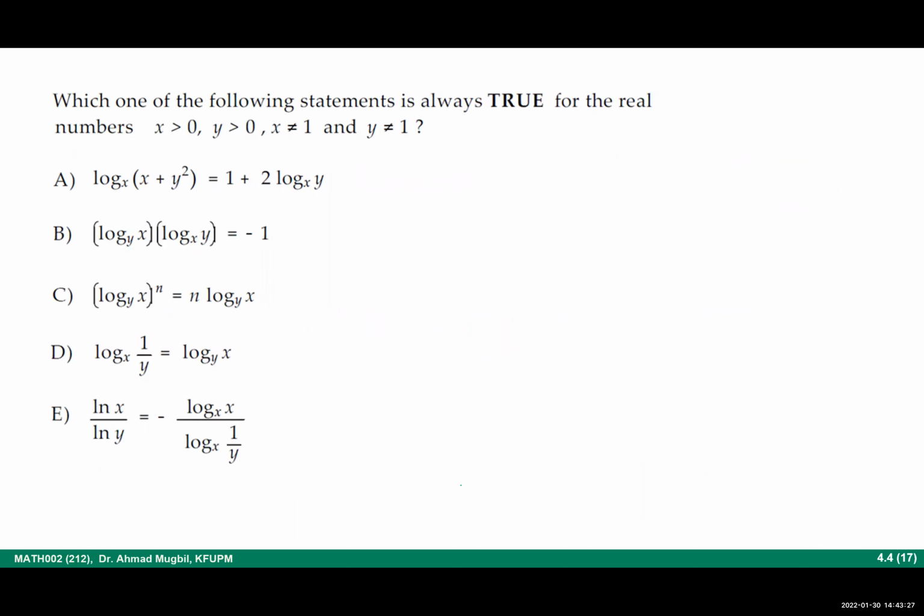We have here an old exam question about which one of the following statements is always true, for the real numbers x greater than 0, y greater than 0, and they are not 1 also. Please try to solve it and tell me which one is the correct one.